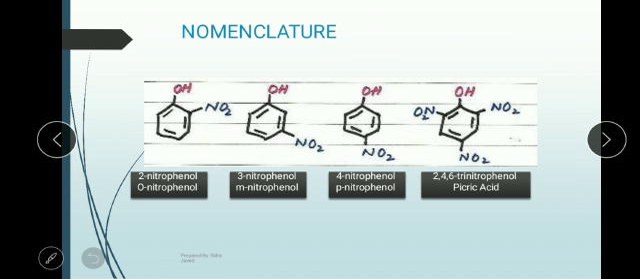Some other examples: when OH is secondary, then other group, means preference goes to other group than OH in IUPAC, like NO2. In NO2 and OH, preference goes to NO2. So here you can see at second position is nitro, then you can say 2-nitrophenol.